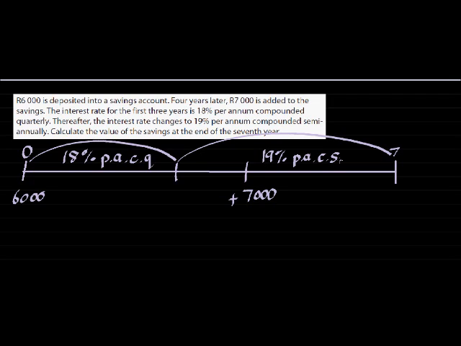Now you can see that two things change, and they ask us to calculate the value at the end of the 7th year. So we want a future value. We are given an initial principal value.